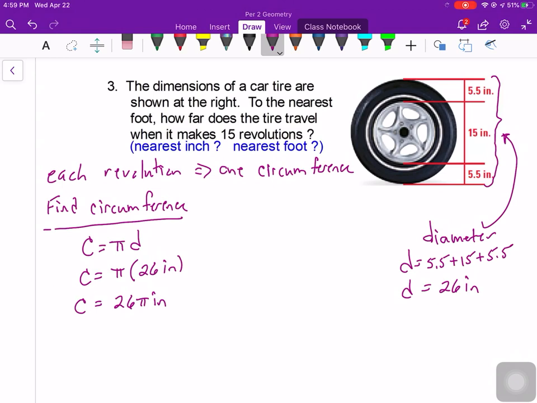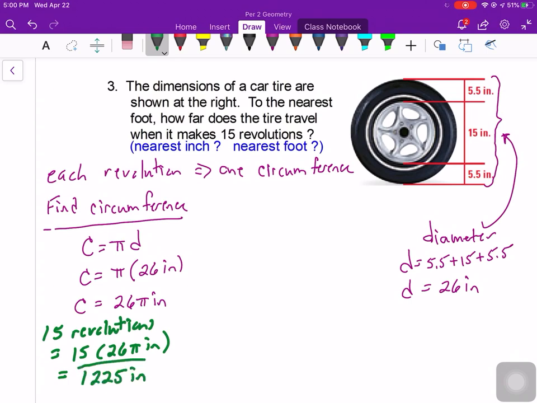Each revolution we go 26 pi inches. So in 15 revolutions, we'll have to take 15 times 26 pi inches. And then we will round that. That comes out to be 1,225 inches.